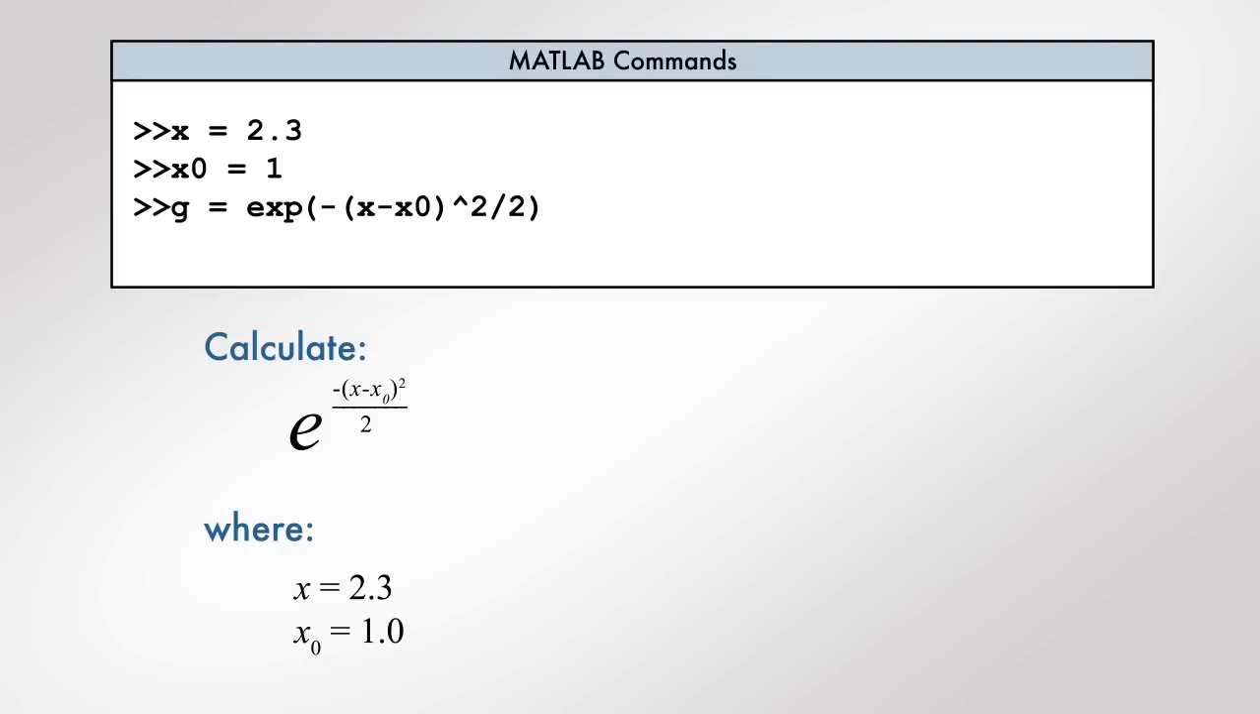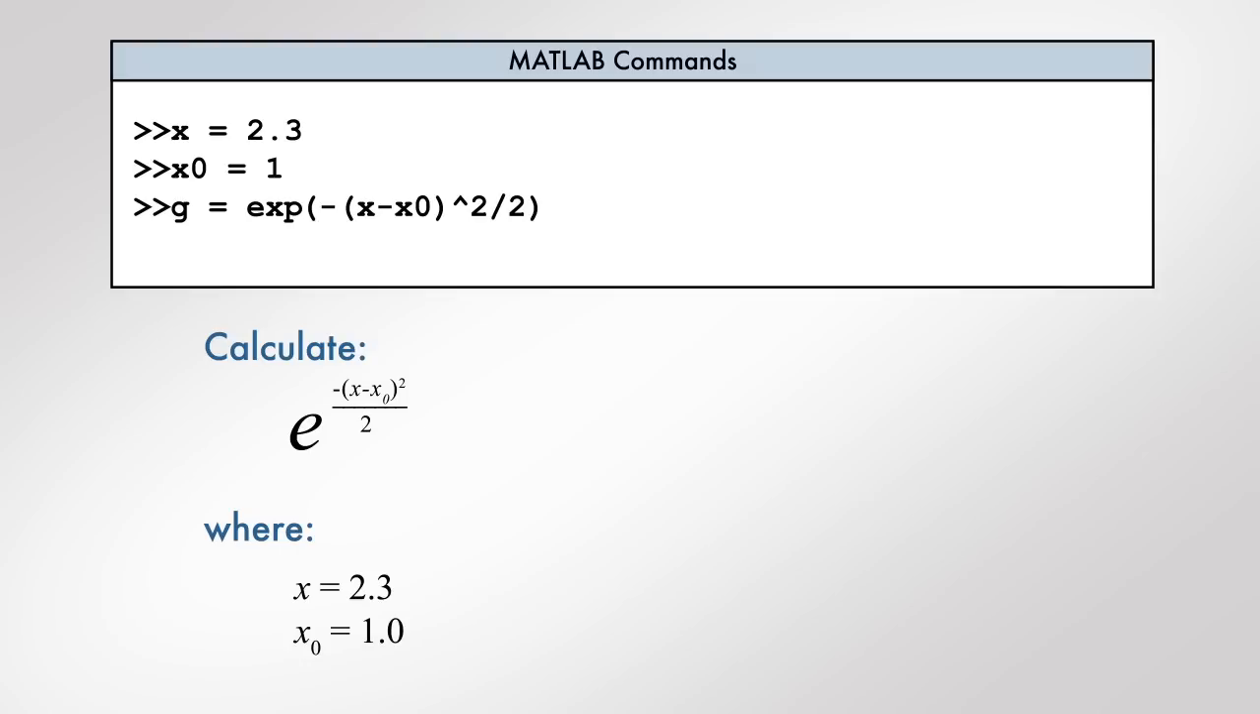Let's examine this command and understand the process to compute the variable g. As always, the input to the exp function is contained in parentheses. We know that this expression must be evaluated before being passed to the exp function. To evaluate the expression, we have to follow the order of operations again.